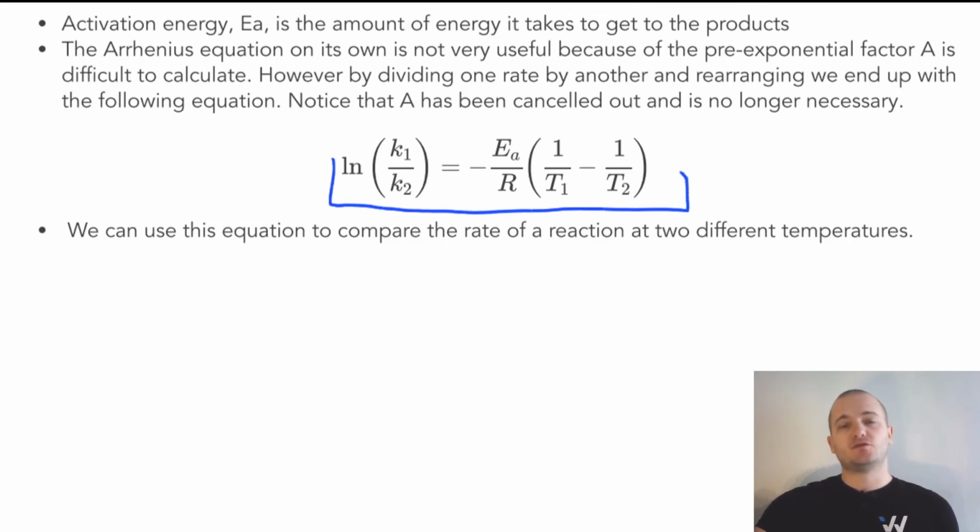This equation is very useful if you want to find the activation energy, because you can simply measure the rates at two different temperatures. On the other hand, if you know the activation energy, this equation will allow you to predict the effects of temperature on a given reaction.